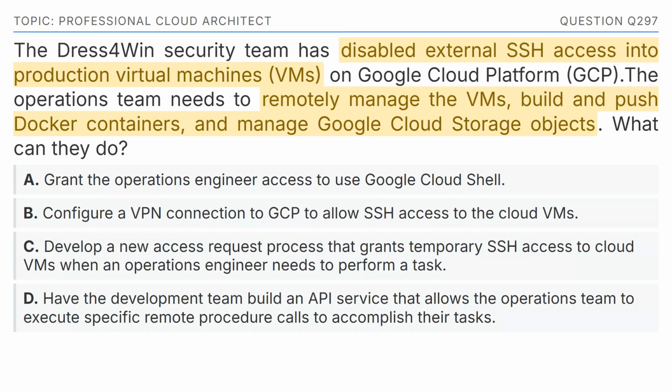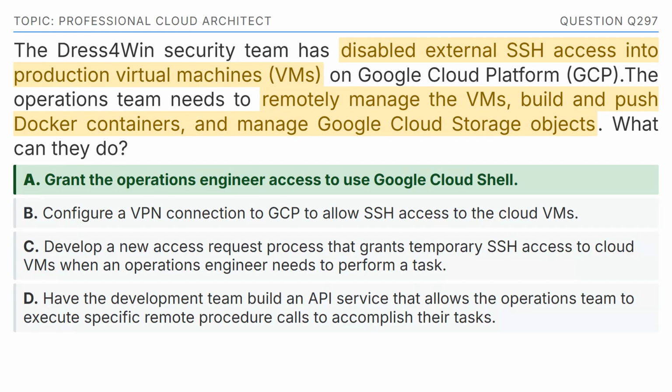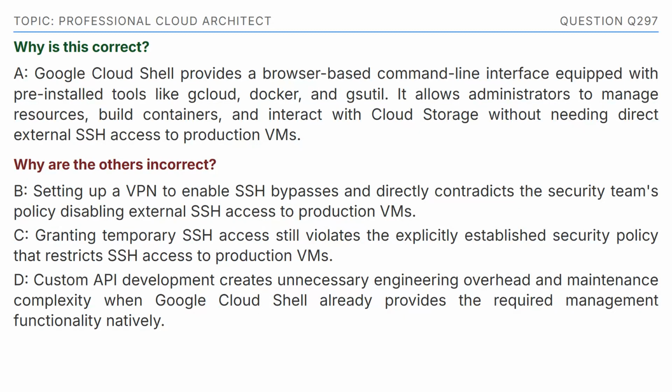To arrive at the correct answer, we focus on the keywords: disabled external SSH access into production virtual machines, VMs, remotely manage the VMs, build and push Docker containers, and manage Google Cloud Storage objects. The correct answer is option A. Grant the operations engineer access to use Google Cloud Shell. Why is this correct? A. Google Cloud Shell provides a browser-based command line interface equipped with pre-installed tools like gcloud, Docker, and sudo. It allows administrators to manage resources, build containers, and interact with cloud storage without needing direct external SSH access to production VMs.